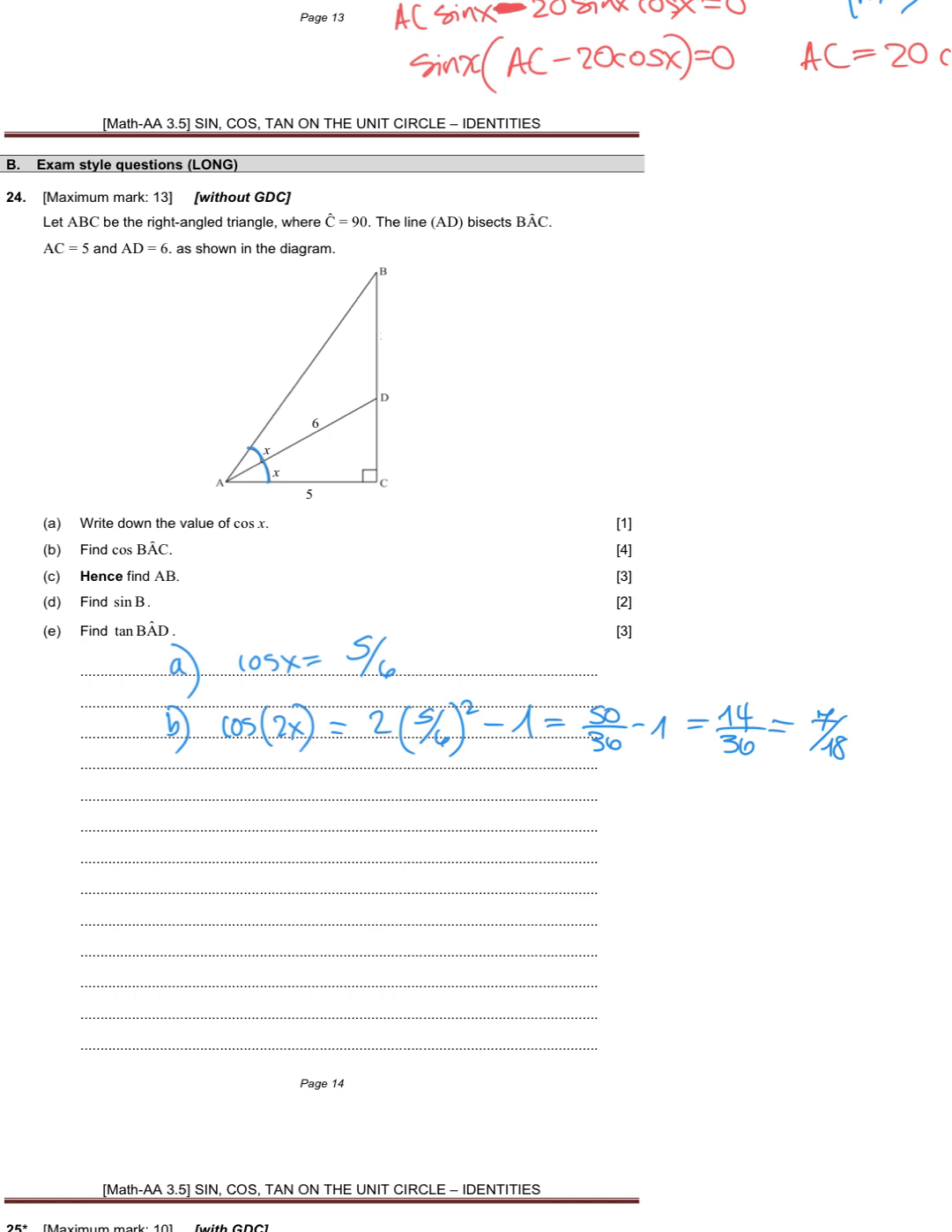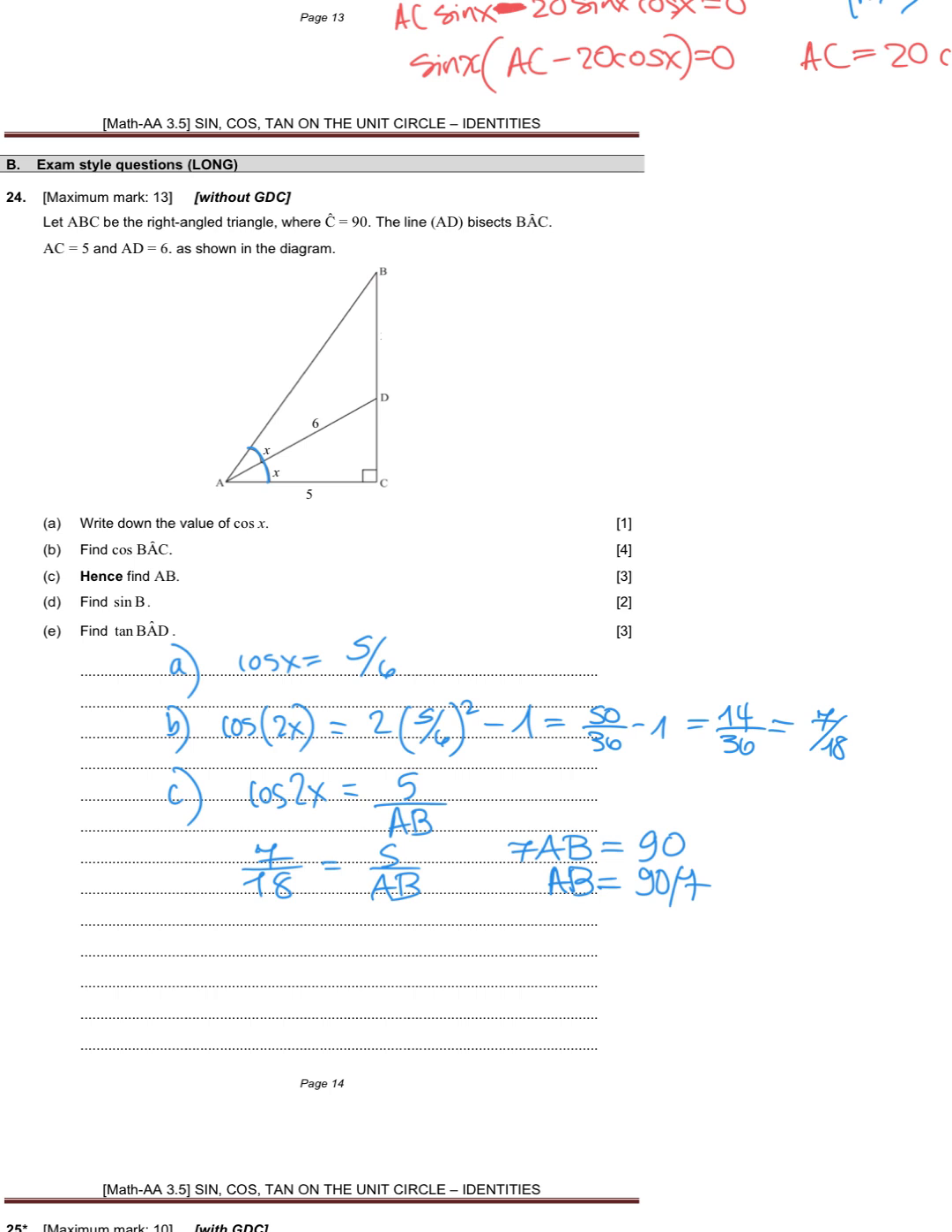Now, hence find AB. For c, we have cosine 2x equals adjacent over hypotenuse. Cosine 2x is 7 over 18, and that's 5 over AB. So if we cross multiply, we're going to have 7AB equals 90, and AB is going to be 90 over 7.